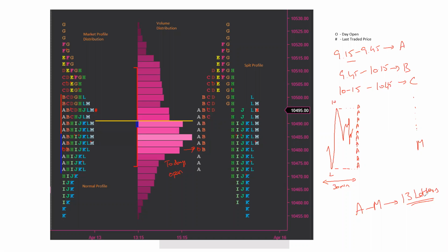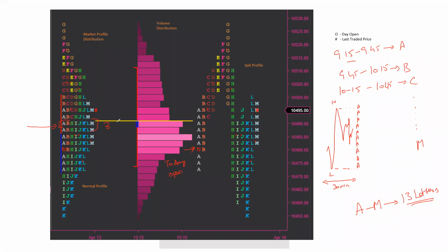But it creates a very magical pattern on most days. You know what the pattern on most days is all about? More trading activity will be happening at the center. You can see that on this particular day, if you count the number of letters getting traded: letter A, B, H, I, J, K, L, M. How many letters? 4, 5, 6, 7, 8 letters.